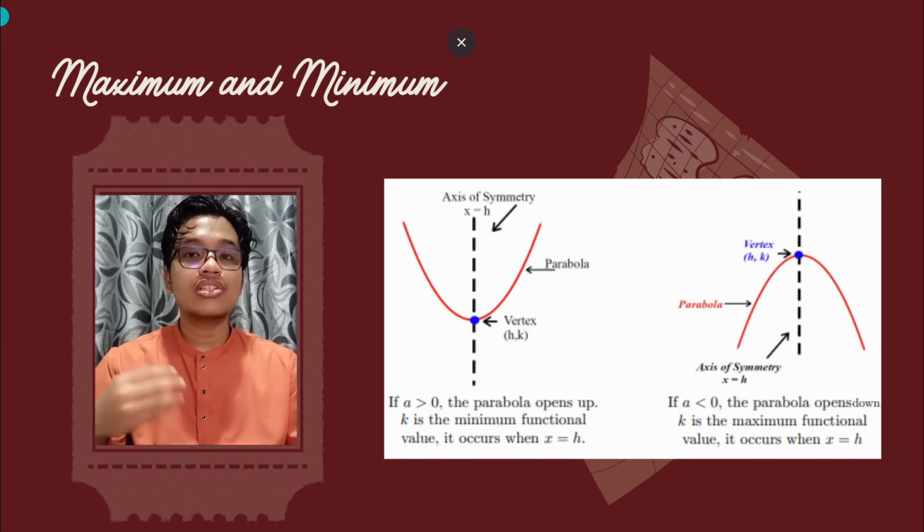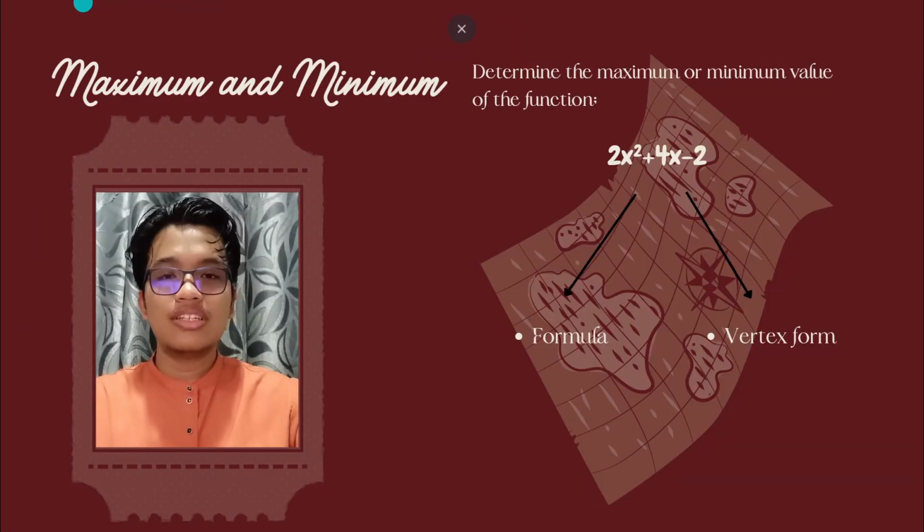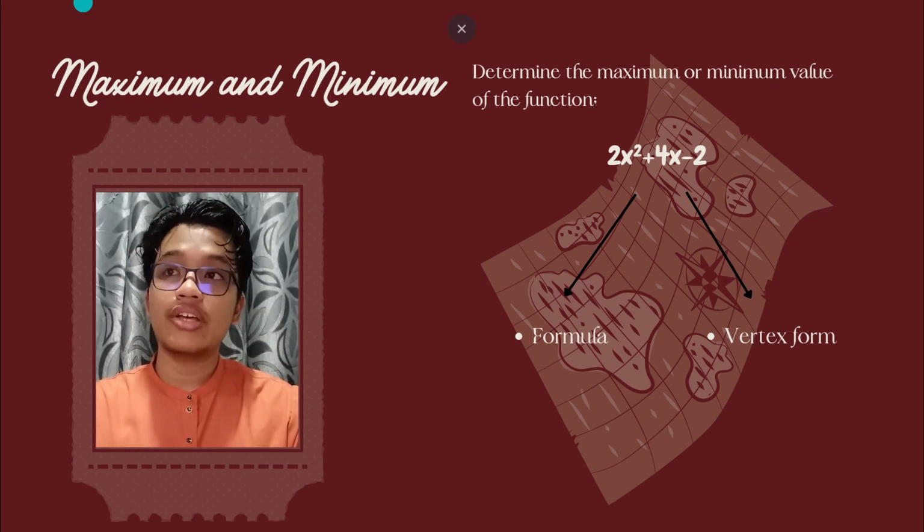Maximum and minimum functional values are called extreme functional values. So this is an example in a quadratic function about the maximum and minimum. We have here 2x to the power of 2 plus 4x minus 2. There are two ways to calculate the maximum or minimum value. The first way is by formula, and the second way is by vertex form.